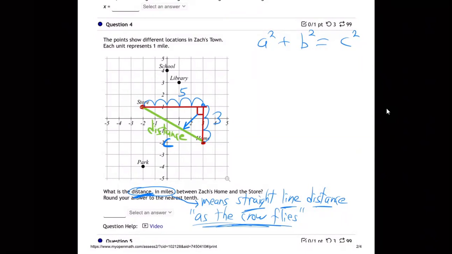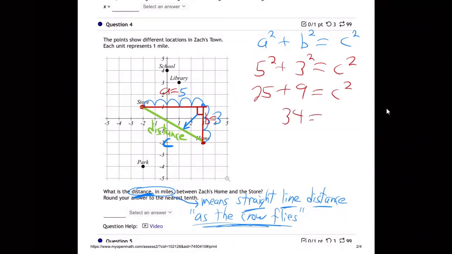And notice C is the longest side in the triangle because it's the side across from the right angle, which is always the longest side. That's our C. So that's what we're trying to figure out. The A and the B are the other two sides. So you can call this one the A and this one the B, or vice versa. It doesn't matter. So 5 squared plus 3 squared is C squared. So that's 25, 5 times 5, and 3 times 3 is 9. Add those up. What's that? 34 is C squared, and then root it.